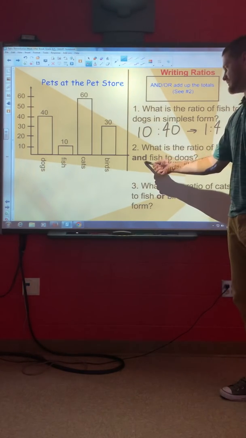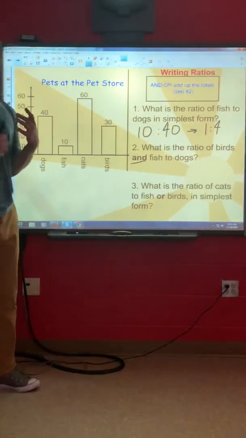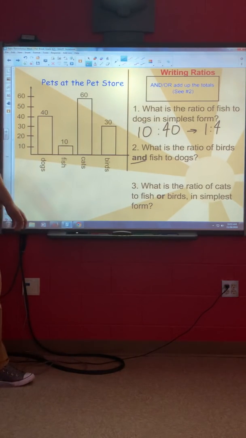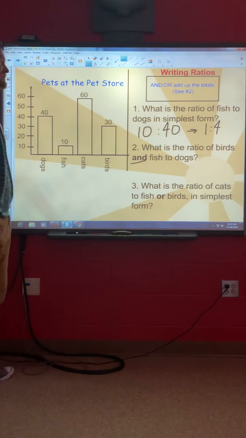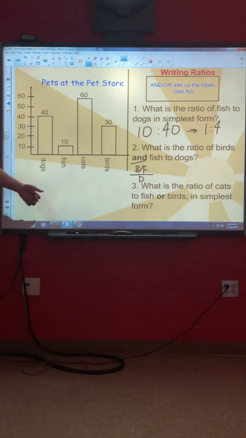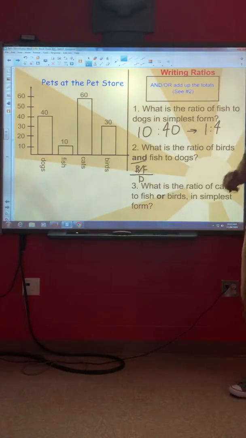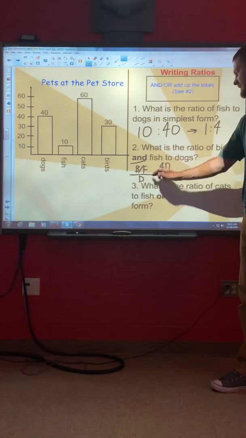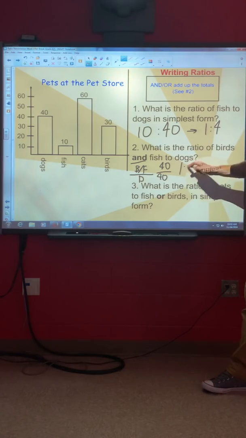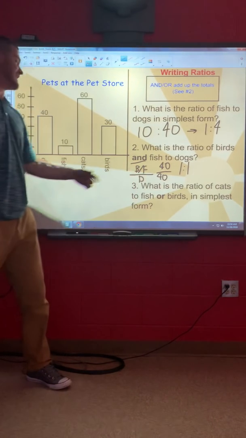Now, look at this keyword "and" right here. Whenever you see "and" or the word "or," that means we got to combine a few things. So we have birds and fish to dogs. So birds, fish, the number of dogs. So how many birds we have? We have 30. How many fish do we have? 10. So together, 30 and 10, we have 40. Then how many dogs we have? Again, 40. 40 over 40, that is a 1-to-1 ratio. That means there's an equal amount of dogs as there are birds and fish.